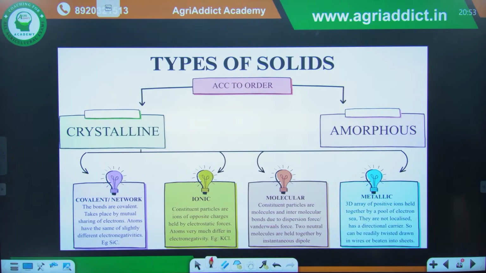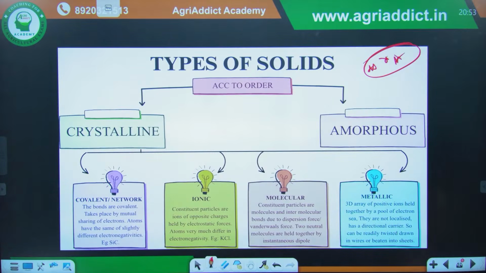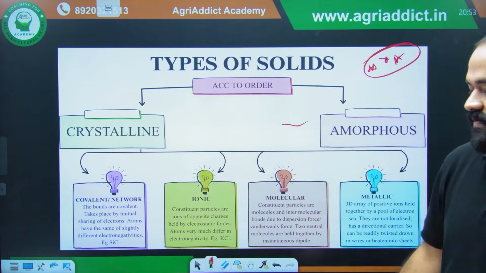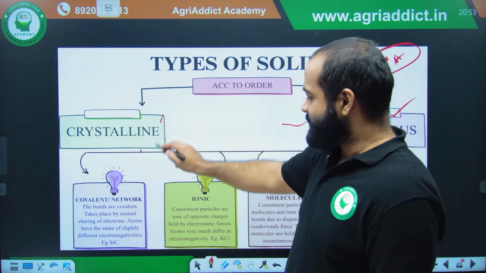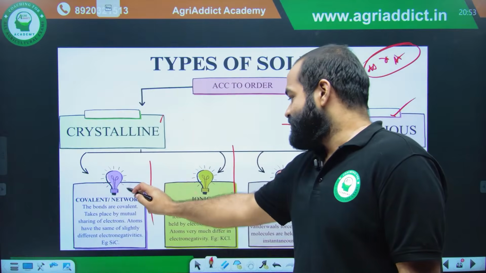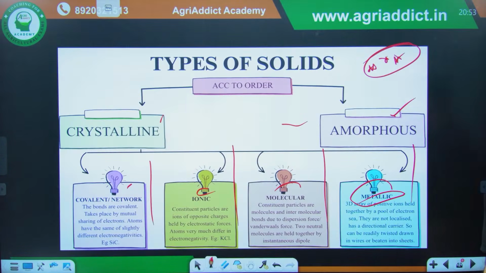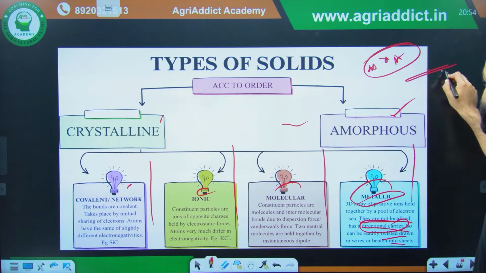This is there in the new ISSS; I have given this table just for your understanding. This will be very important for you. According to order, there are two types of solids: crystalline and amorphous. We already discussed that in crystalline there are 4 types of solid; I think all of you have read it from the new ISSS, this part is very important. Covalent solid, ionic solid, molecular solid and metallic solid. Here you should remember all the keywords. In metallic, you should see they are not localized and there is no directional character, so it can be readily twisted. What does no directional character mean? When a covalent bond and a coordinate covalent bond form, it has a specific direction.